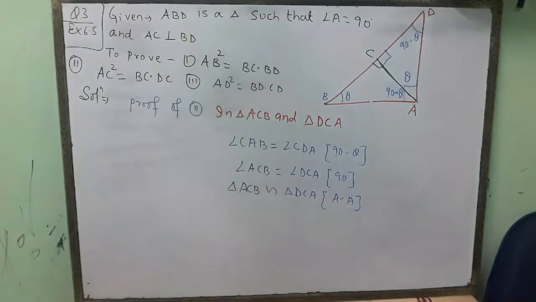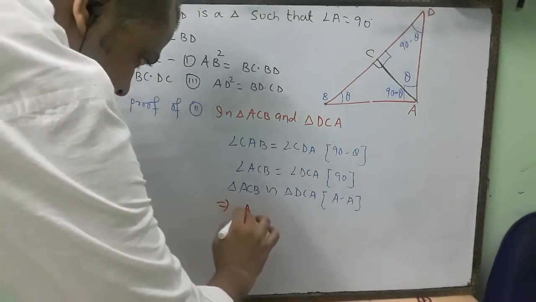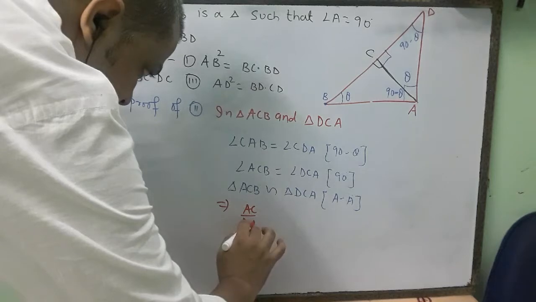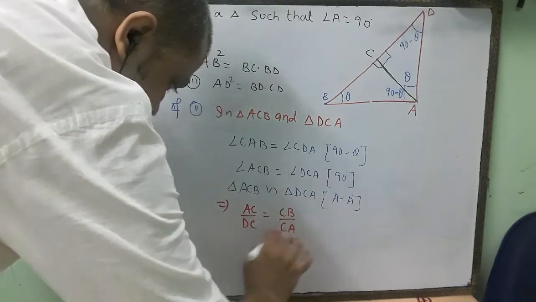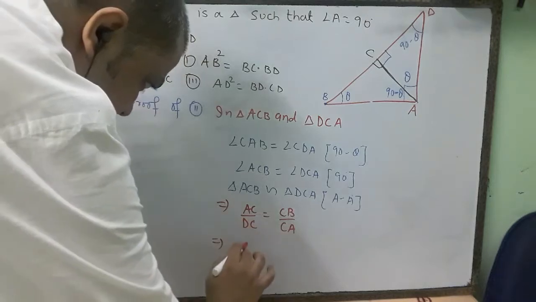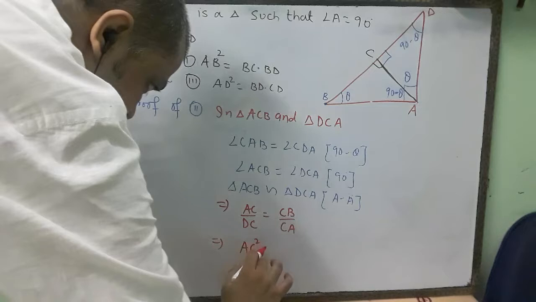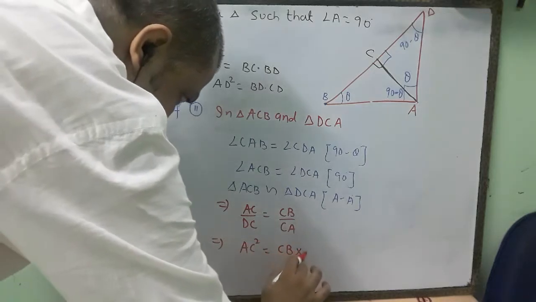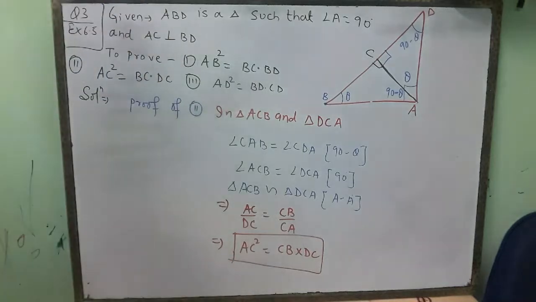Now we can say that by similar criteria the sides will be proportionally equal, so just make the pairs. It will be AC divided by DC is equal to CB divided by CA, and after doing cross multiplication I will get AC square is equal to CB into DC. This is the proof of second.